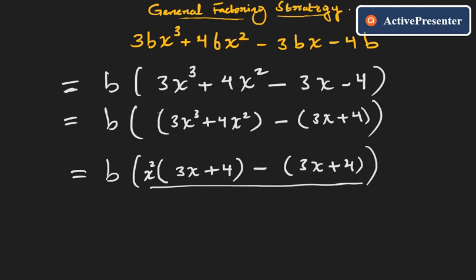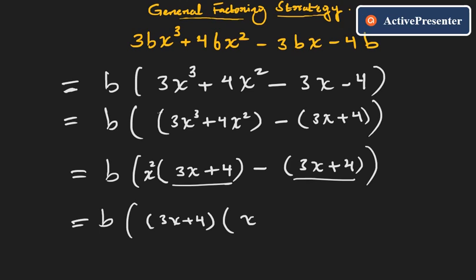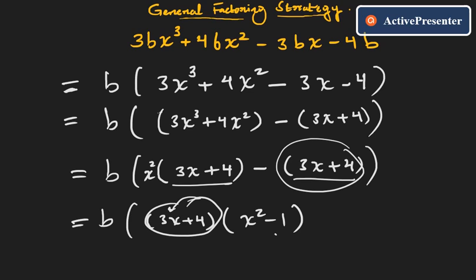Take the greatest common factor out of this expression, which is of course 3x plus 4, and 3x plus 4 here, so we will be left with b here. Take 3x plus 4 outside, then we will be left with x squared minus 1, because if you divide this by the greatest common factor, you will get minus 1. Okay, so let's continue our answering. Now we have something which is expanded.